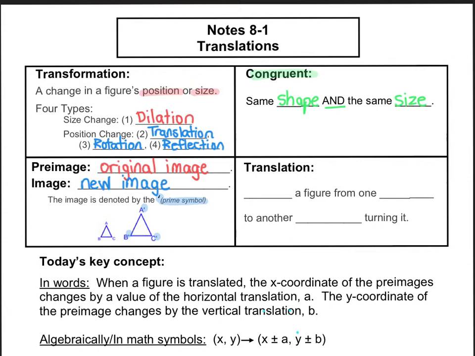All right, so now we're going to move into what we're actually talking about today, a translation. A translation slides a figure from one position to another without turning it. So it slides a figure from one position to another without turning it.